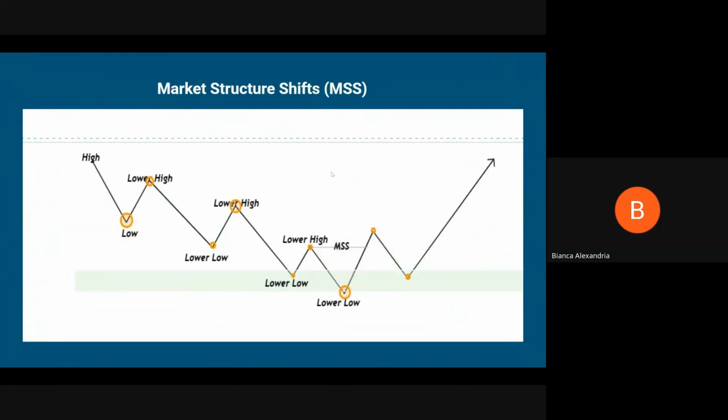And then on the other side, we have market structure shifts. So we have a high, we have a low, lower high, lower low, continuing on until we get to a point of interest or a higher time frame interest point, and then price shifts. So we see that we no longer have a lower low. We're going to have a higher high that breaks from the previous lower high and then goes back, and it does not break this lower low, and it continues to go in the opposite direction. So this is when we would have a shift. And of course, all of these things happen on all time frames.